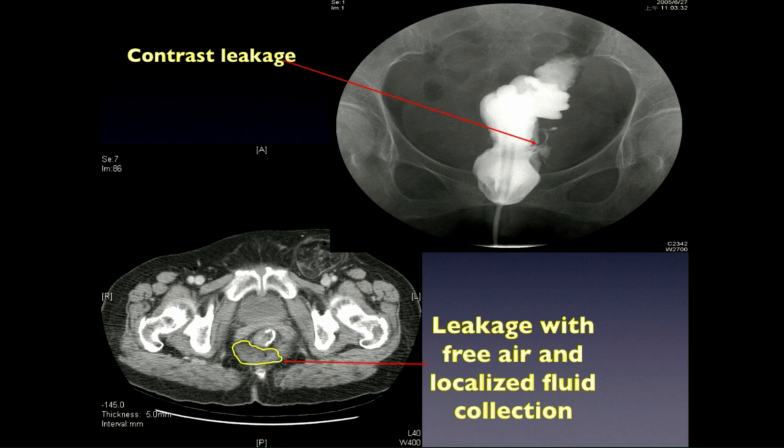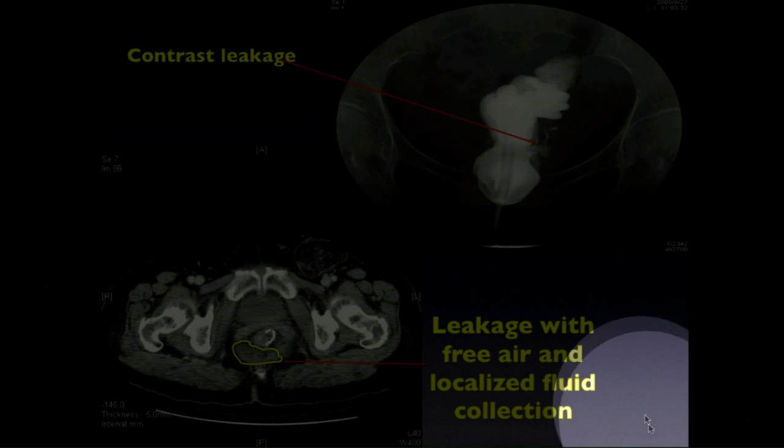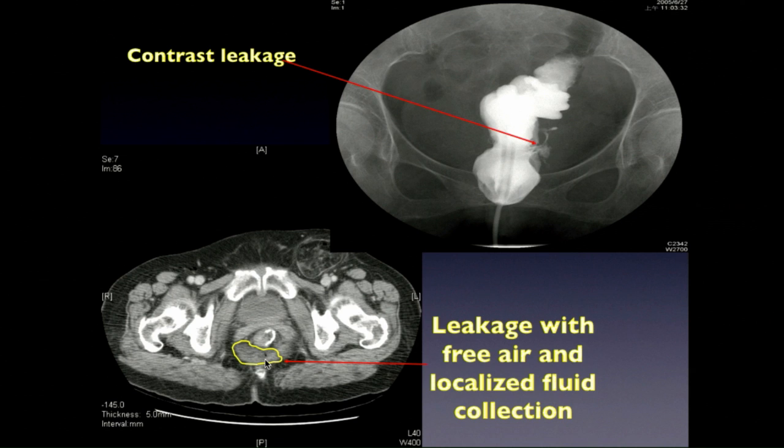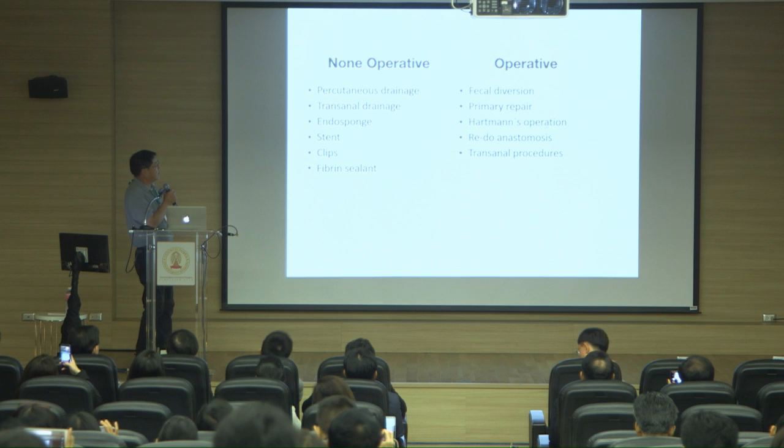For low anterior resection, if you cannot detect it with your finger or with a clinical sign, sometimes you fail with a finger, but it's asymptomatic. You can also detect it with contrast, where you can see a leak here, and also with the CT scan. Management of the leak would be non-operative and operative. I'm going to quickly go over this.